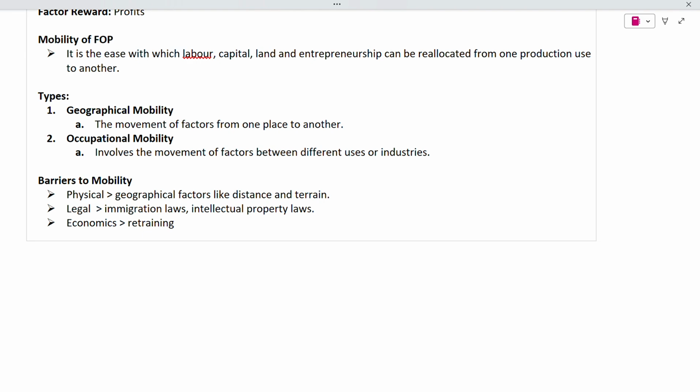So that means the retraining cost that I incur would eventually lead me to become more occupationally immobile, because in order to move to another industry, I have to get trained, I have to get the knowledge of that sector. So these are some barriers that are created for the factors of production to move between different users and industries, and therefore their mobility is reduced due to these factors.